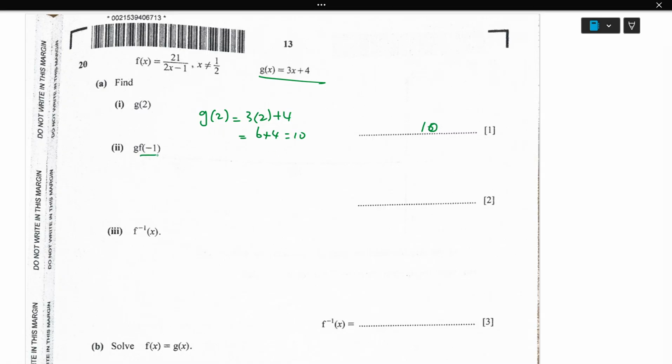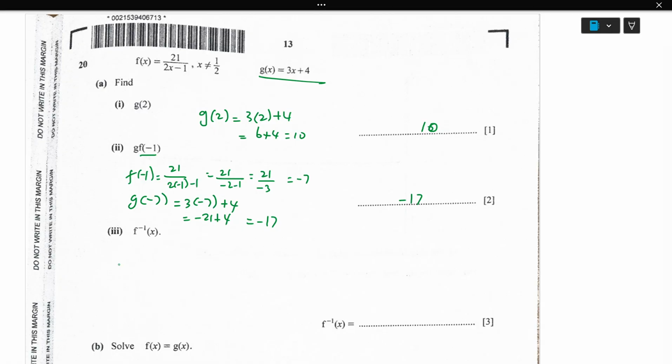Okay, next g f of minus 1. First we have to do f of minus 1, then we have to put it in g. So f of minus 1 equals 21 over 2 times minus 1 minus 1, which is 21 over minus 2 minus 1, 21 over minus 3, which is minus 7. So this value we have to put in g. g of minus 7 equals 3 times minus 7 plus 4, which is minus 21 plus 4, which is equal to minus 17. So this answer is negative 17.